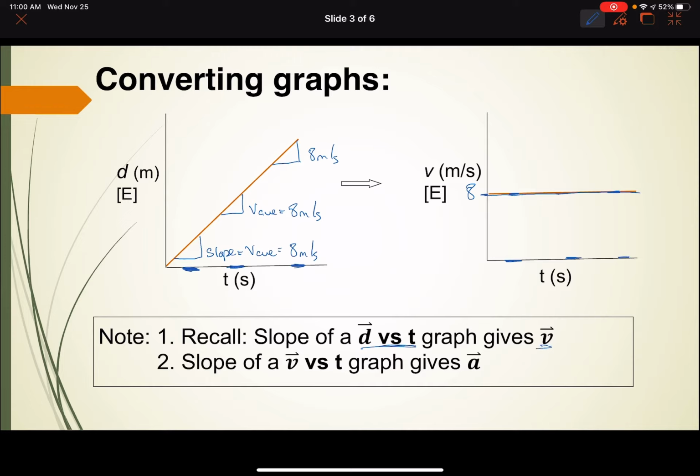Just note that if I've got a velocity time graph, the slope of that then gives me acceleration. So if I look at this graph over here and find the slope of this, that gives me acceleration, and you can see that the slope of this horizontal line would be 0. That makes sense because if I've got 0 acceleration, that means my velocity is constant. And you can see the velocity is constant for all the times that we've shown over here.